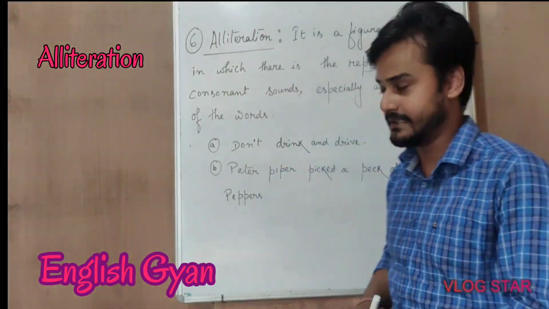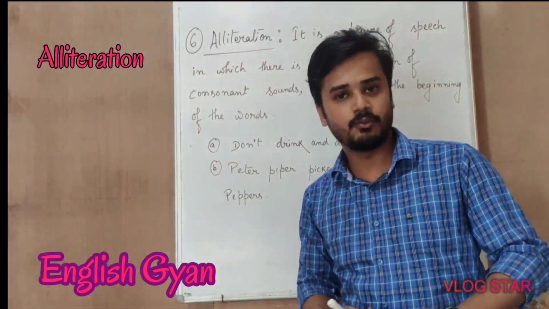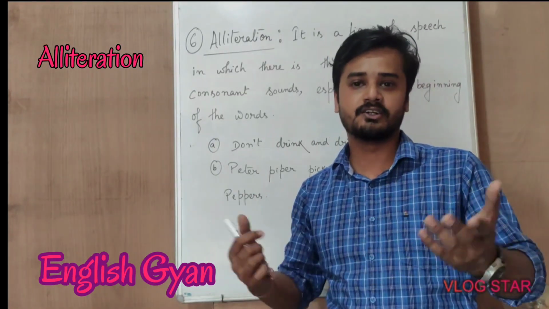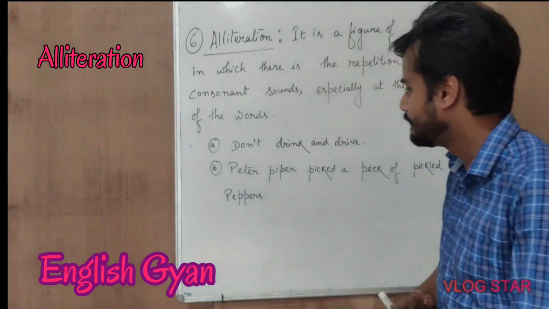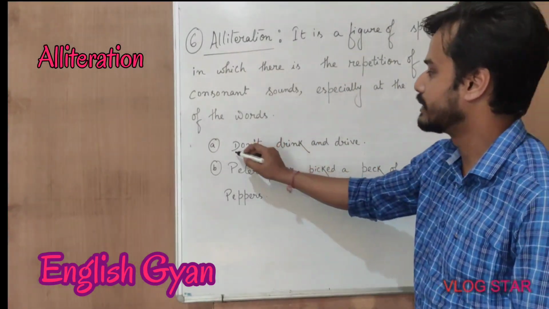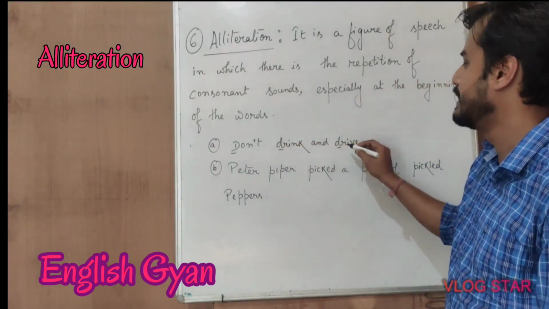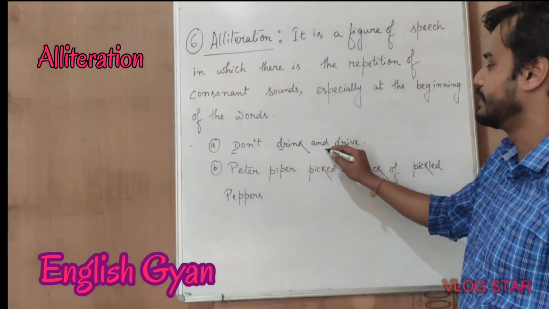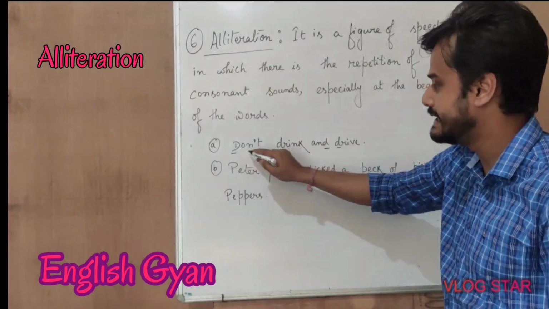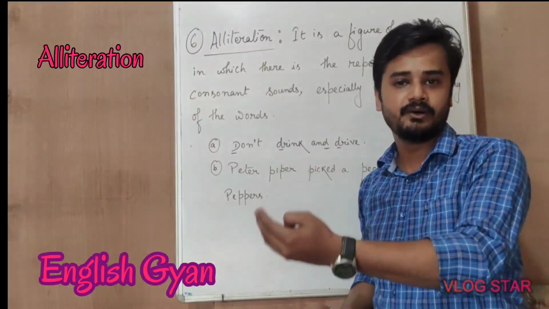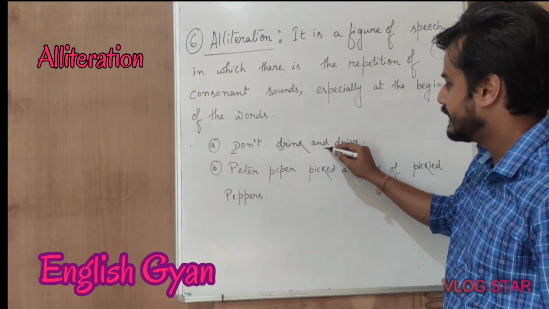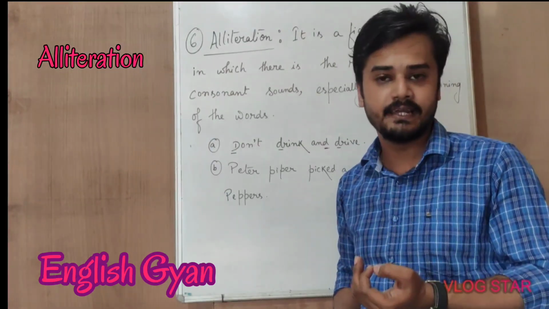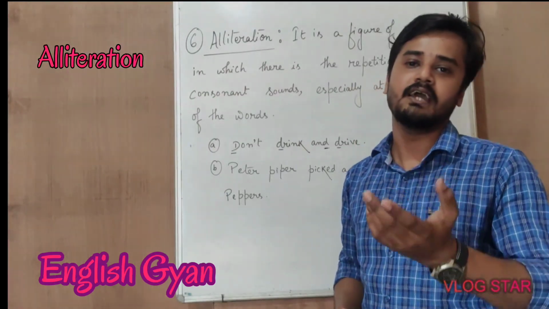The first sentence is, don't drink and drive. It's a very common sentence and we have seen it many times on the roads, which is used by the traffic police to create awareness. Here we see that the consonant sound D is used repeatedly. Do not drink and drive. Here the sound D has been used thrice at the beginning of the words, and it's also been used at the end of the word 'and'. So the consonant sound is being repeated again and again, and it's an example of alliteration.